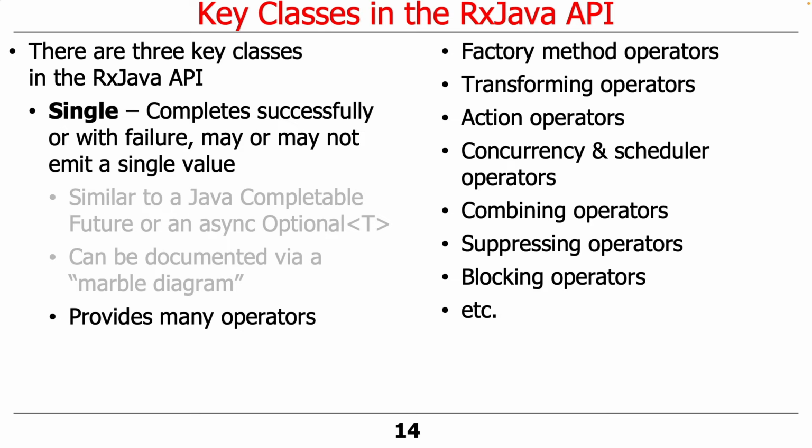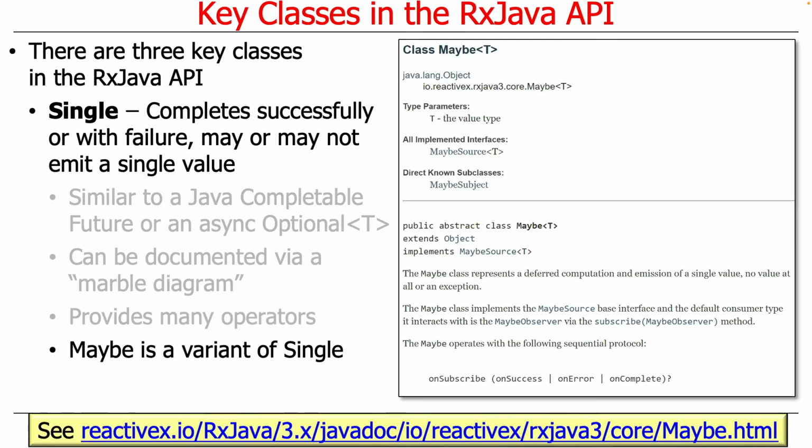There are a lot of operators in single. You will find this with all the classes in reactive programming. There's typically dozens, if not hundreds of operators there, many of which are overloaded. But they typically fall into certain categories. They're factory method operators, they're transforming operators, they're action operators, there's operators for concurrency and scheduling, there's operators for combining stuff, there's operators for suppressing and blocking, and so on and so forth. And you'll see that there's similar styles of operators for flowables and observables as well.